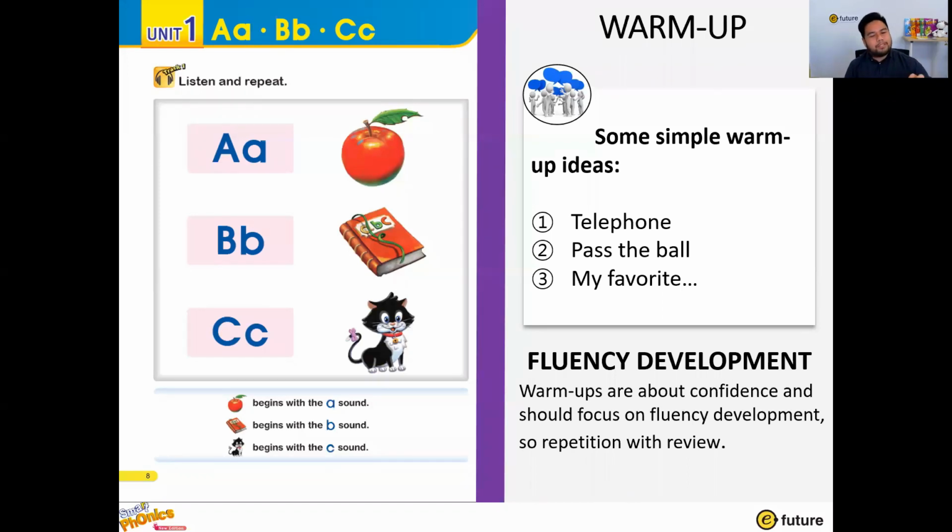Again, warm-ups should take maybe less than 10 minutes, actually 5 to 7 minutes. So try not to make the whole lesson like a warm-up. Just something simple to get them into the mindset of English, all right? Or my favorite: you can pick something, like my favorite fruit.